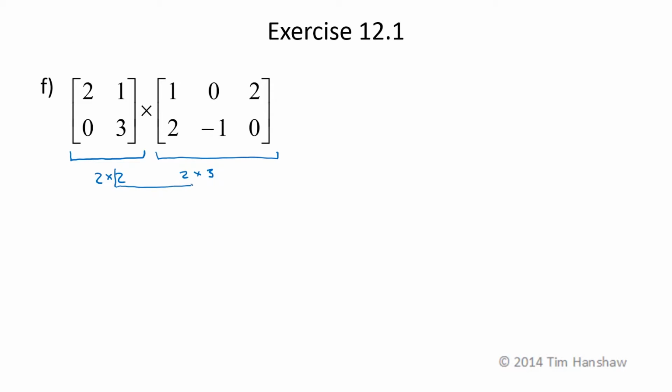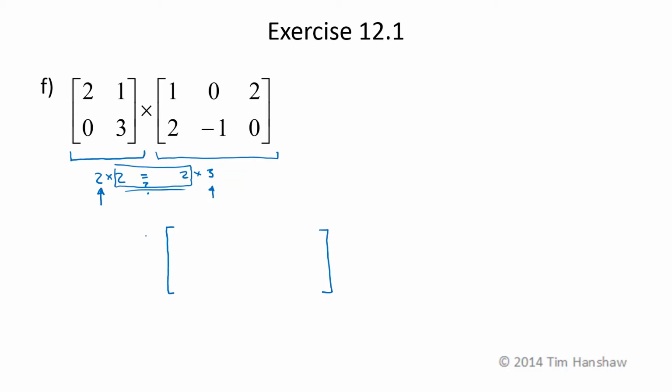These inner dimensions have to match before we can do this operation. So since this matrix has 2 columns and this matrix has 2 rows, the inner dimensions do match and we can do the process. When we multiply these together, the result is going to have this many rows and this many columns. So our resulting matrix from this product is going to have 2 rows and 3 columns.